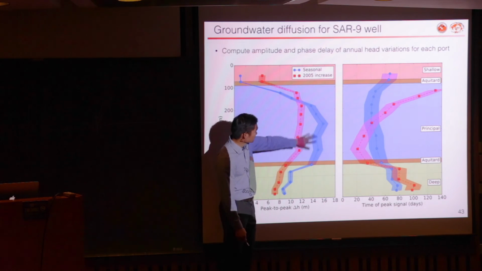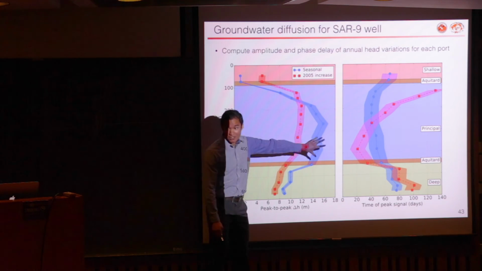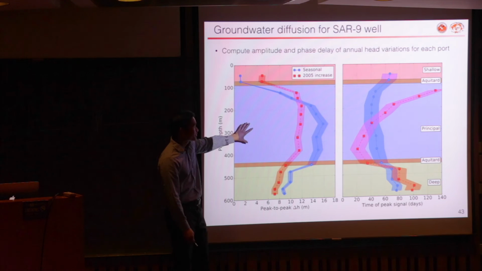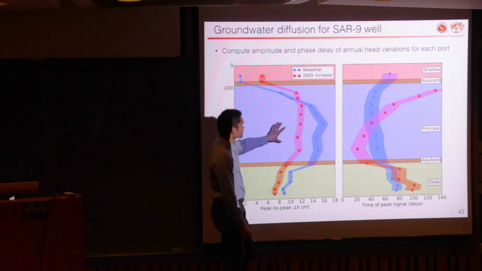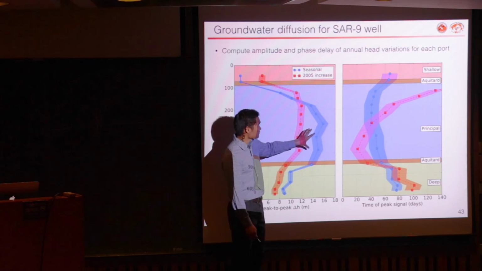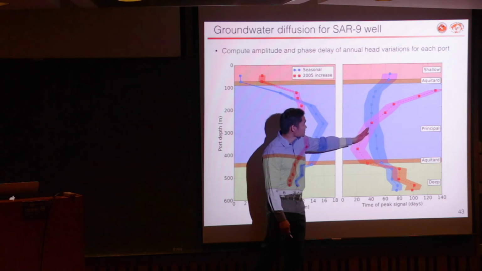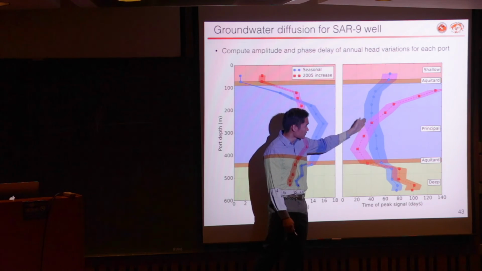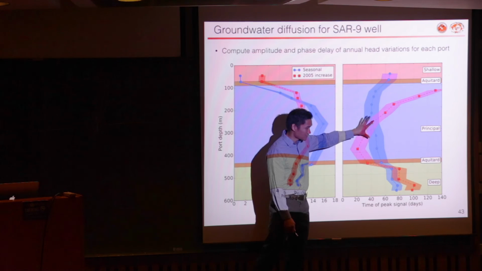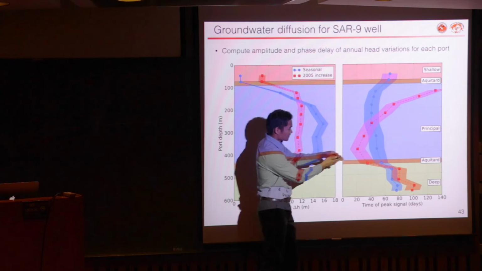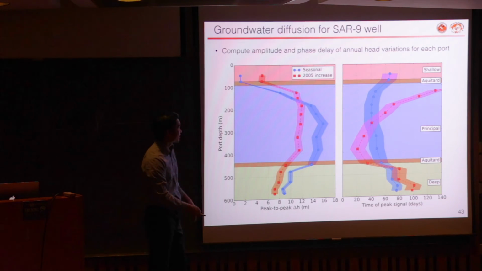If you look at amplitude, the amplitudes are highest in the principal aquifer. That makes sense. This is where most of the pumping occurs, so we have the highest amplitude, highest changes. And if you look at the timing, we can see this diffusion behavior, where perhaps pumping originates here and then the pressure changes take time to diffuse away.